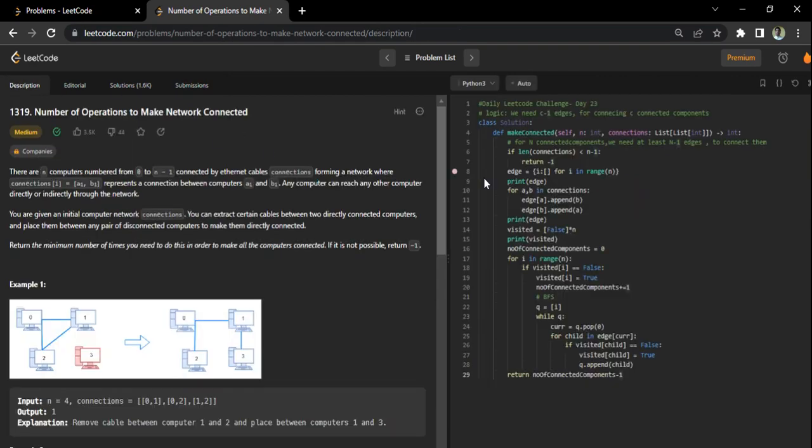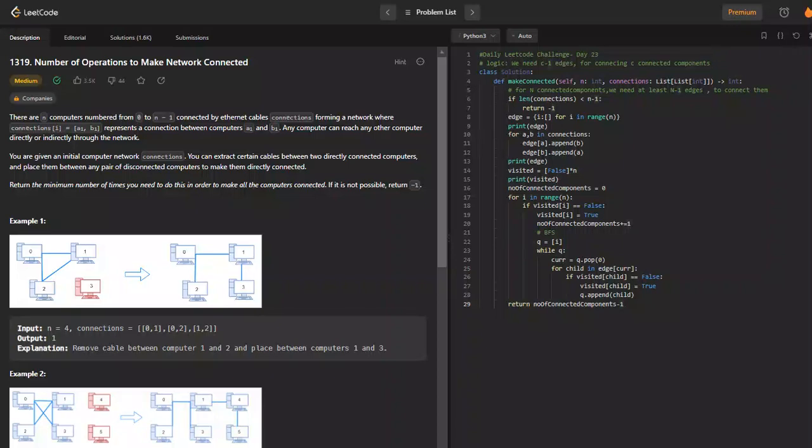Coming to the time and space complexity, it's a BFS traversal, so O of n plus E is the time complexity, where n is the number of nodes and E is the number of edges. Coming to space complexity, the visited array is O of n. At the same time, we are storing the edges as well. So in total, the space complexity is also O of n plus E, where n is the number of nodes and E is the number of edges.